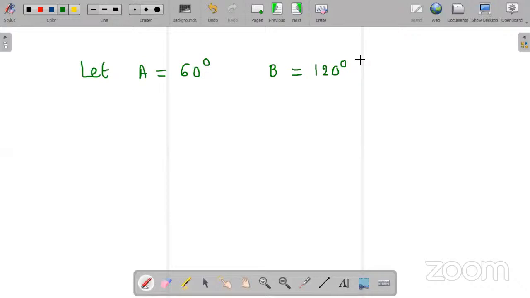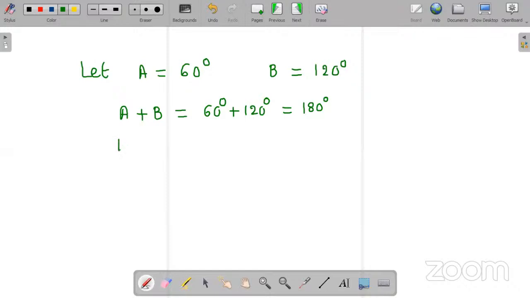Do you have any idea? Would you like to share? So for example, add these two angles A and B, 60 degrees plus 120. Then what do we get? 180 we will get. So that means the sum of the two angles is 180.